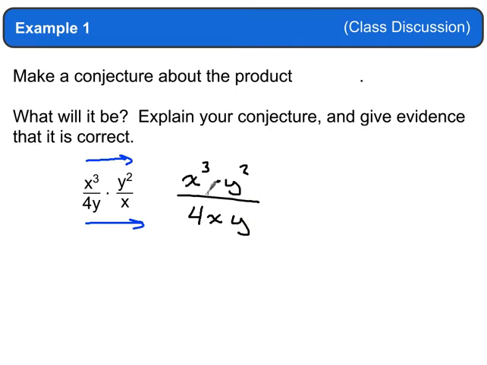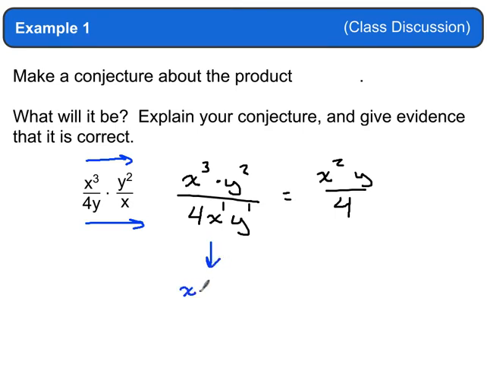I always write my letters in alphabetical order, and so I need to simplify. Since these are all products and there's no adding and subtracting, I can start canceling. So 3 minus 1, I get x squared left over in the top. And then 2 minus 1, I get a single y left over in the top, and a 4 at the bottom.